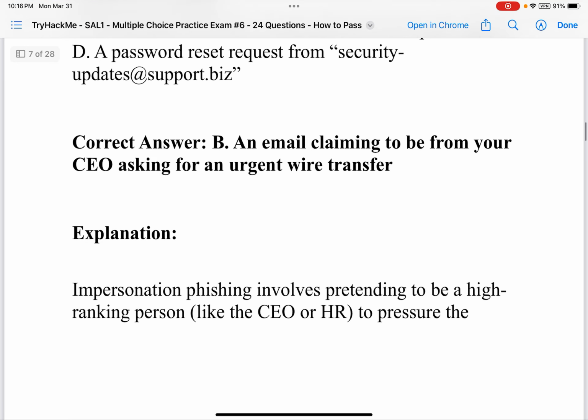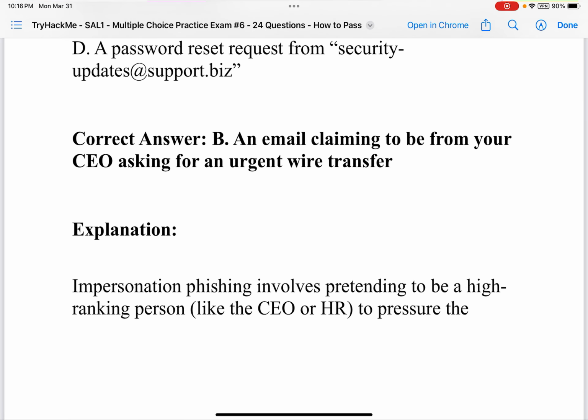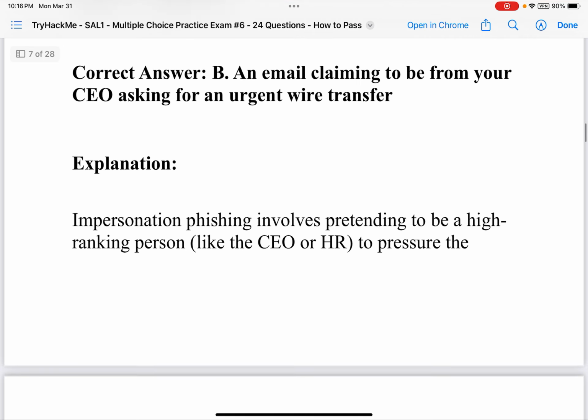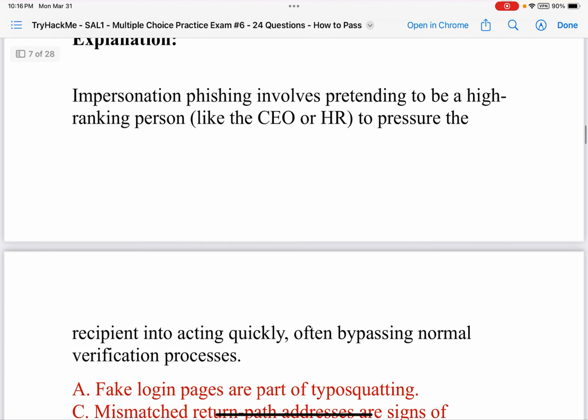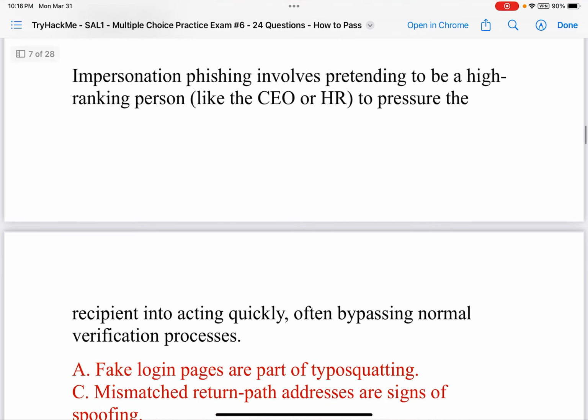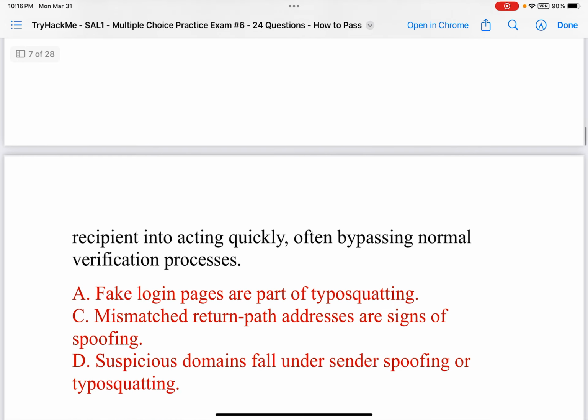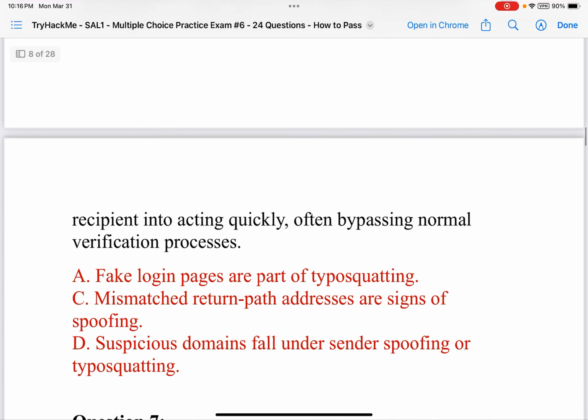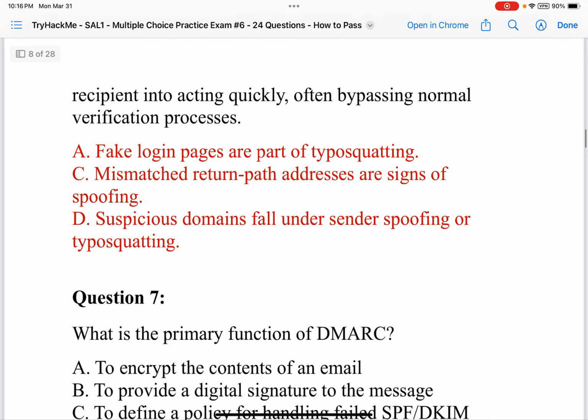Explanation. Impersonation phishing involves pretending to be a high-ranking person, like the CEO or HR, to pressure the recipient into acting quickly, often bypassing normal verification processes. And there's the red text. You know what to do. Pause the video and read over it to see why they're incorrect. Let's move on to question number 7.